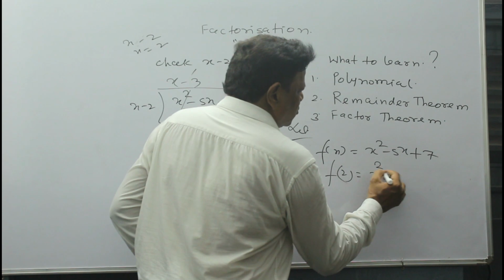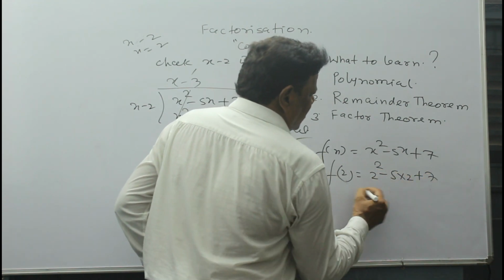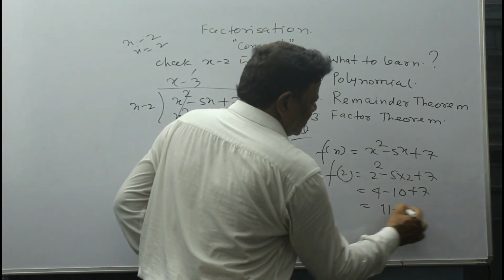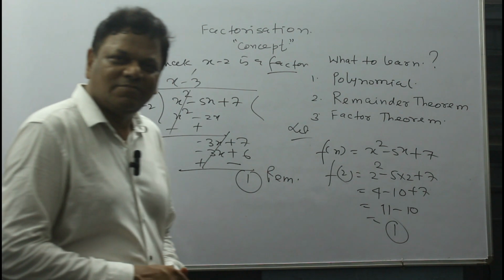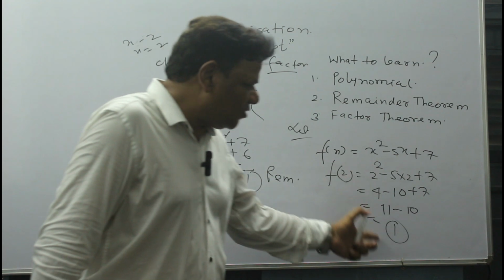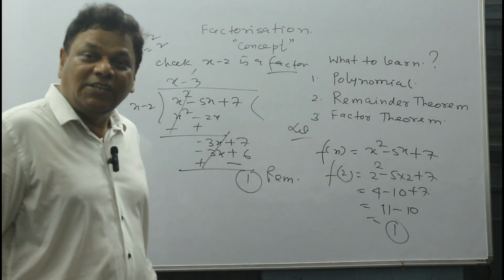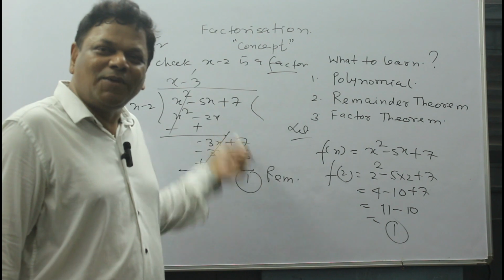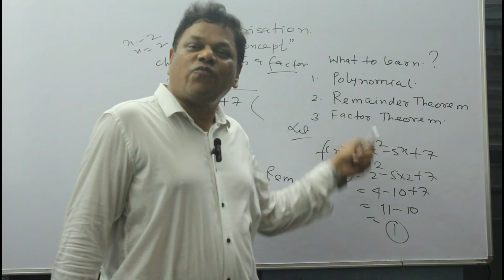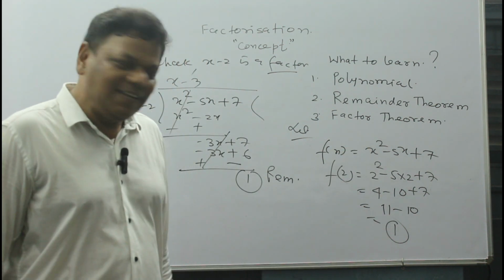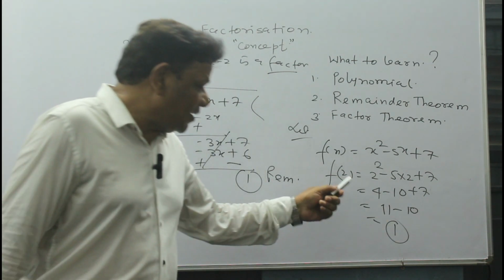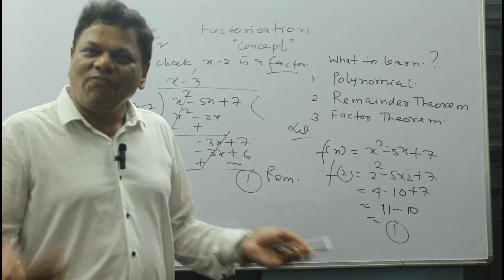See what is coming. 2 square minus 5 into 2 plus 7. So it is 4 minus 10 plus 7. What is coming? 11 minus 10, so 1 is coming. By dividing also I got the remainder 1. By this method also I have got the remainder 1. Here we will not learn the division method; you learned it in class 7, 8. Here we learn this way to find the remainder. Okay, children, so what I said, if the remainder is 0, then it is a factor.